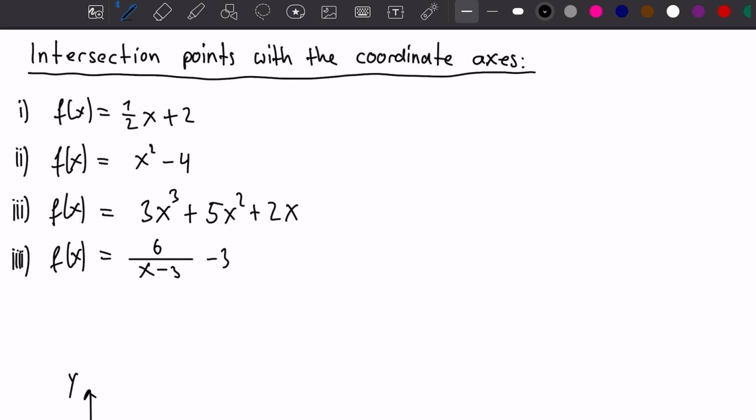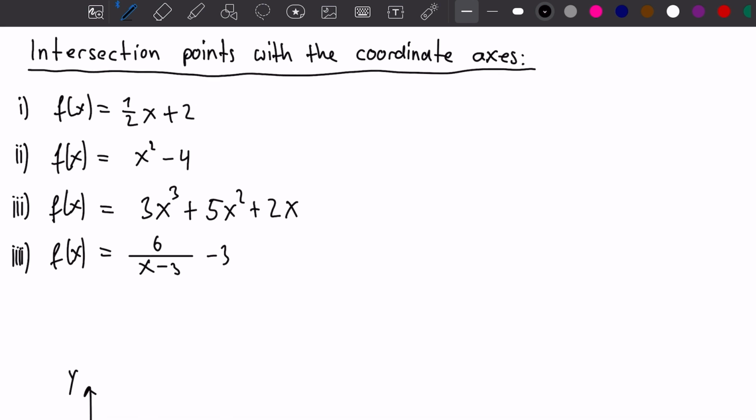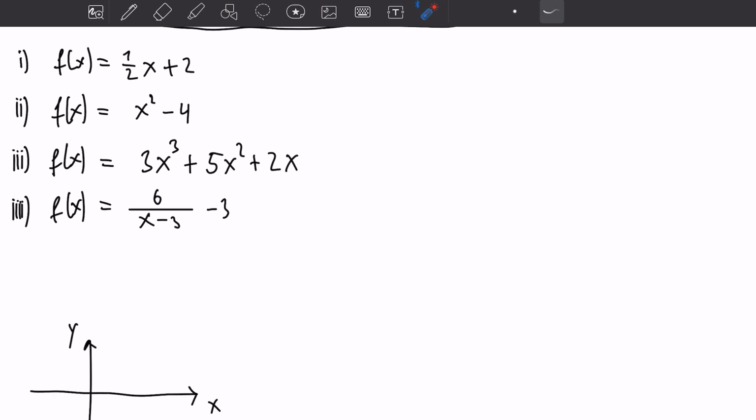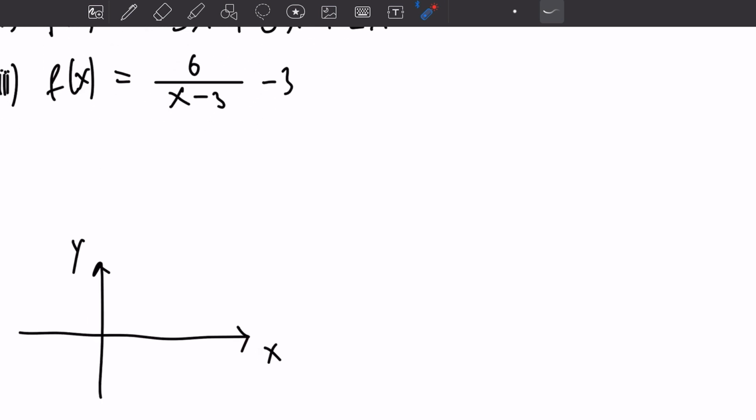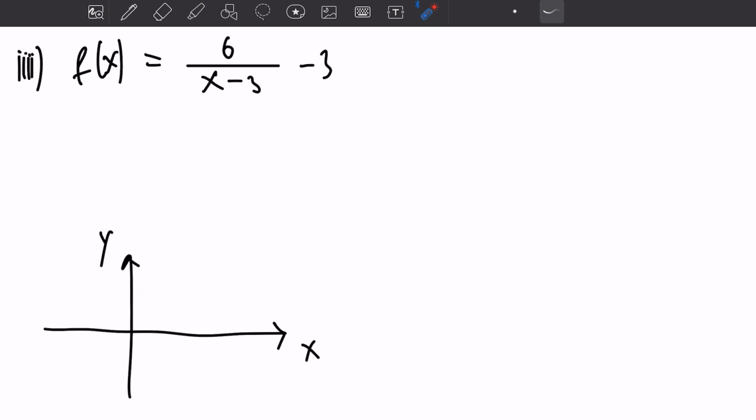Today we are going through intersection points with the coordinate axis. I have 4 different types, and let's begin. The first thing we need to know is what we have to do to find the intersection with the x-axis, so here.